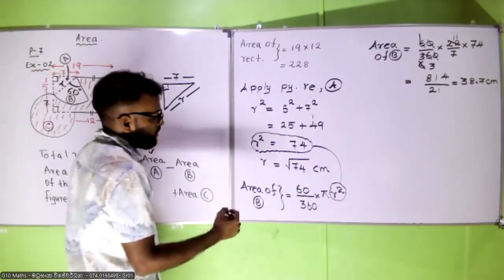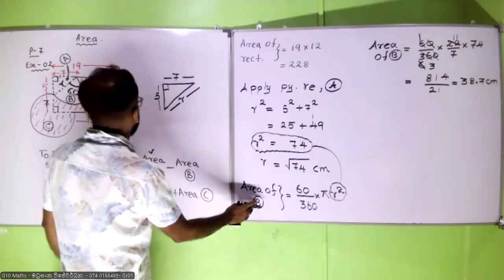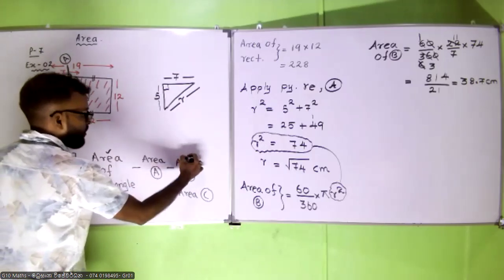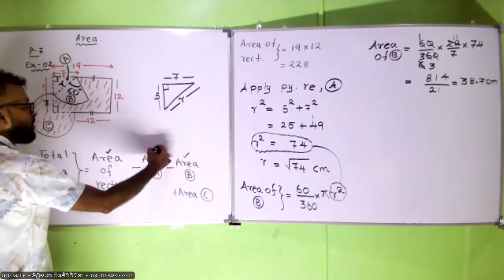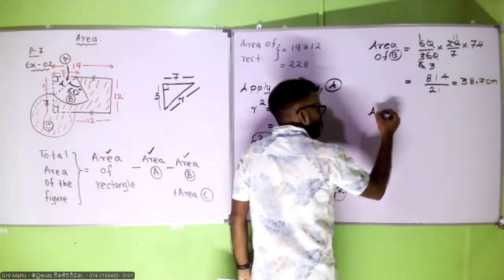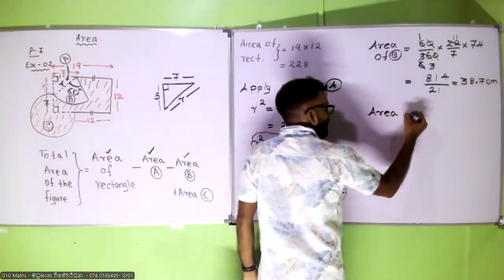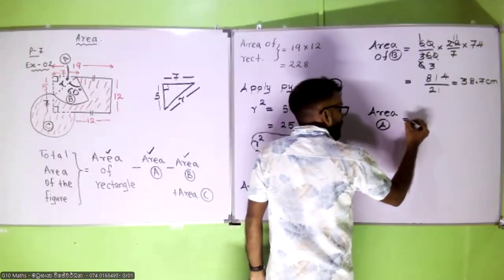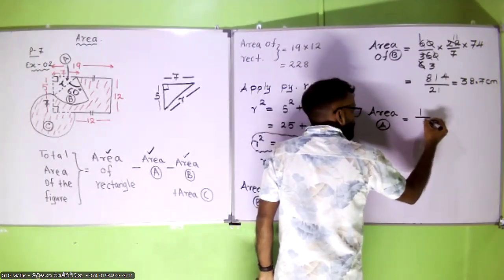We have found area of B. Yes, we have found area of B. Now we are going to find the area of A. You know how to find area of A. That is a very basic triangle area. How to find the area of a triangle?